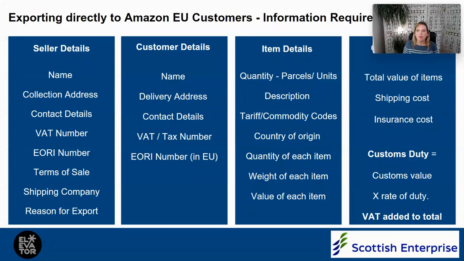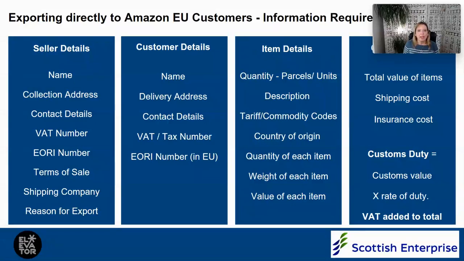Okay, now obviously the seller and customer details identify who the importing and exporting party are, so you've got the name, address and contact details for both parties. For the seller, you're then going to have the VAT number, the EORI number, terms of sale, shipping company, and also the reason for the export. So is it a sale, is it a sample, is it a gift? Customers, nothing much else to add for them unless they're also a business customer, in which case you may need to provide a VAT or tax number and an EORI number as well.